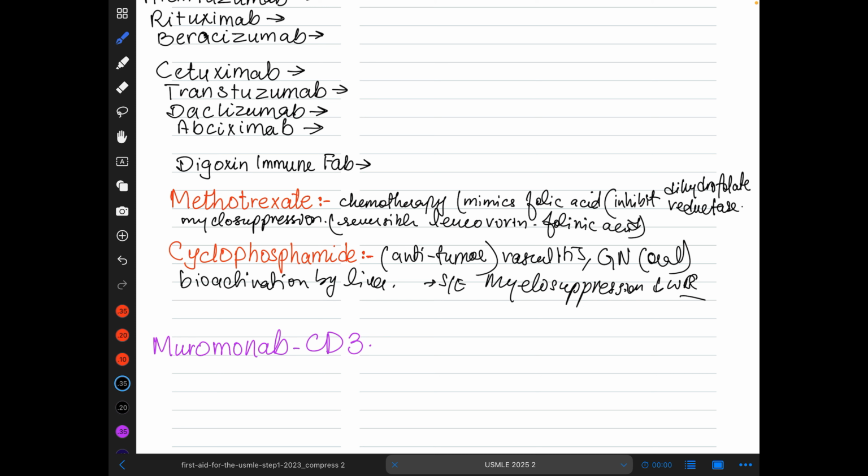Mesna is sodium 2-mercaptoethane sulfonate. Mesna binds and inactivates the acrolein in the urine. And the second most common side effect is hemorrhagic cystitis.